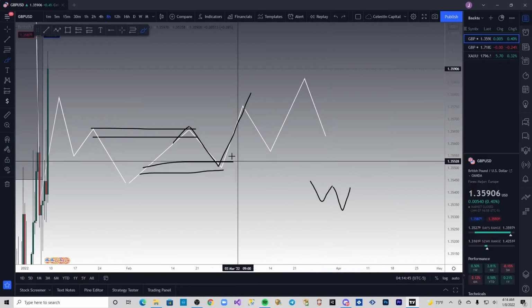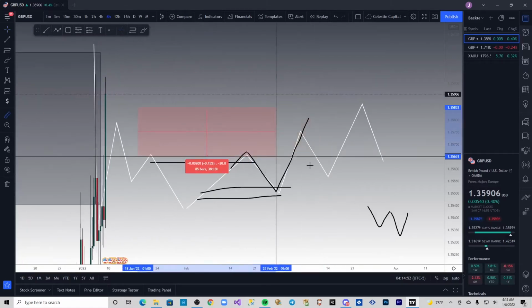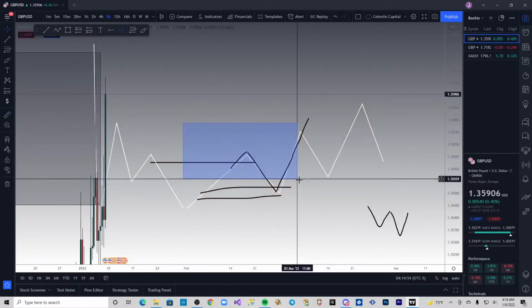So with that being said, let's go ahead and hop into a live chart and take a look at how we can actually position ourselves to catch these counter trend moves within the market.